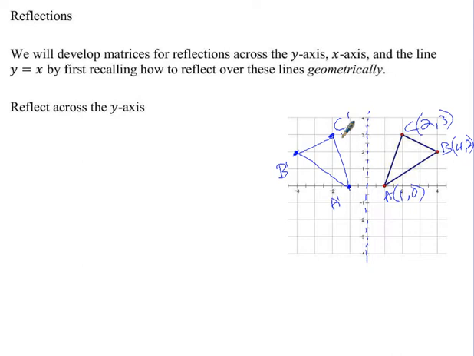Now, what I want to do is talk about how these ordered pairs get generated. What is the ordered pair for A prime? Negative 1, 0. What's the ordered pair for B prime? Negative 4, positive 2. What's the ordered pair for C prime? Negative 2, positive 3. What happened to the original coordinates as they got reflected over the y-axis to form the new coordinates? The x values changed sign. Anything else happen? That's it.